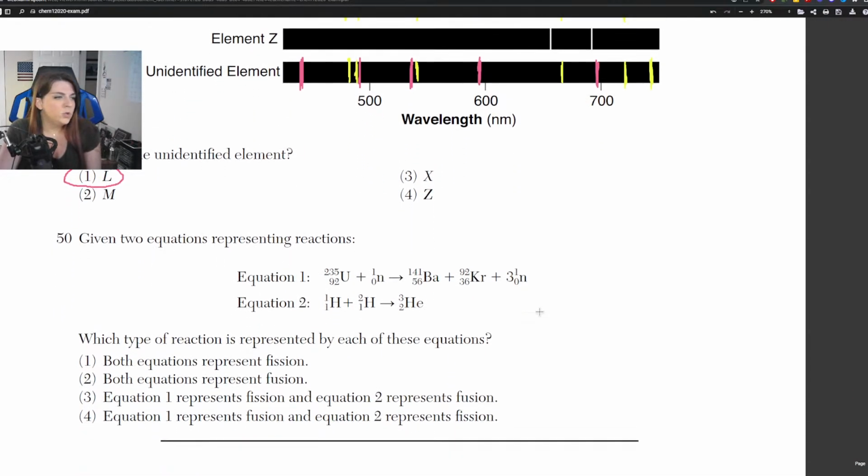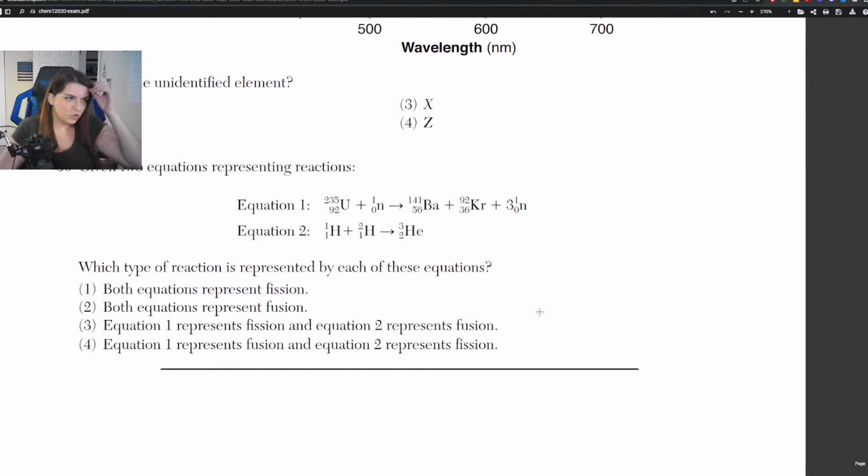Okay, then we're up to nuclear. In the final multiple choice question, it asks, given 2 equations representing reactions, which type of reaction is represented by each of these equations? Okay, well, they're very different reactions, so it's fair to say that neither of these are the same thing. They can't both be fission and they can't both be fusion.